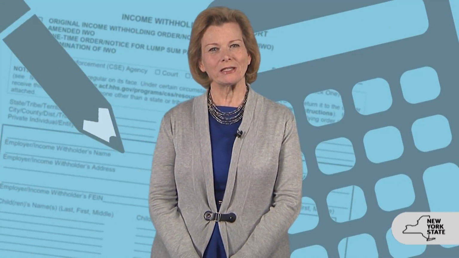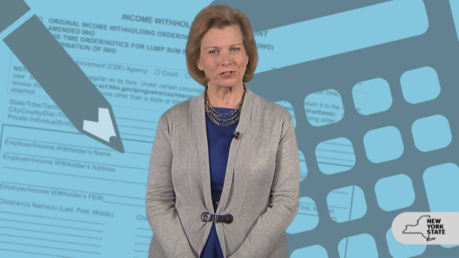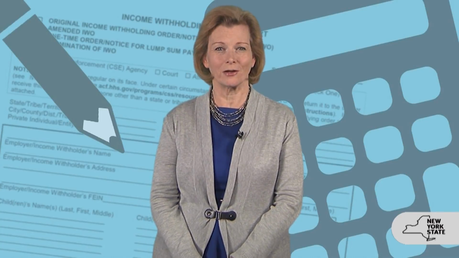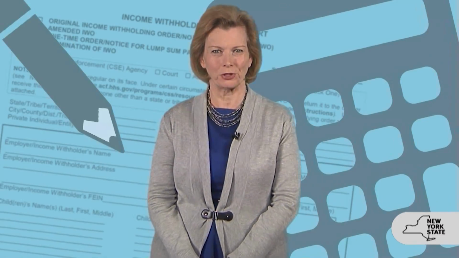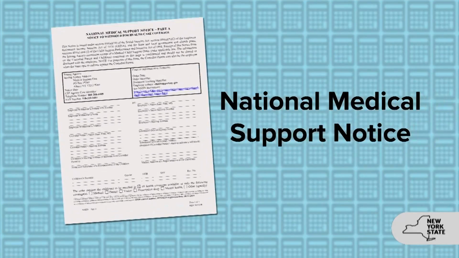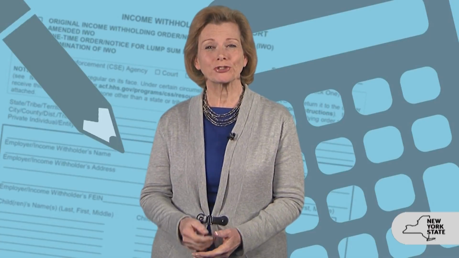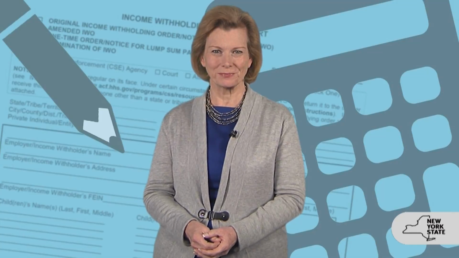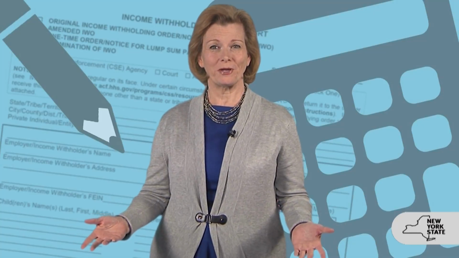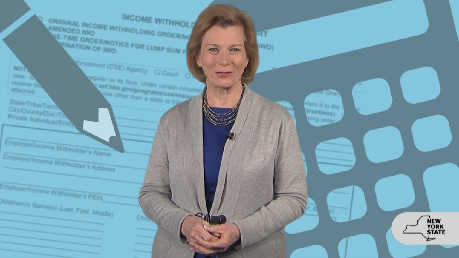If the employee is required to provide health insurance coverage for the dependents listed on page 1 of the IWO, you also need the amount the employee pays for the health insurance premium. You would know this if you received a National Medical Support Notice for the employee. Finally, from your own internal employer records, gather the employee's payroll deductions. Once you've collected this information, you're ready to use the calculator.